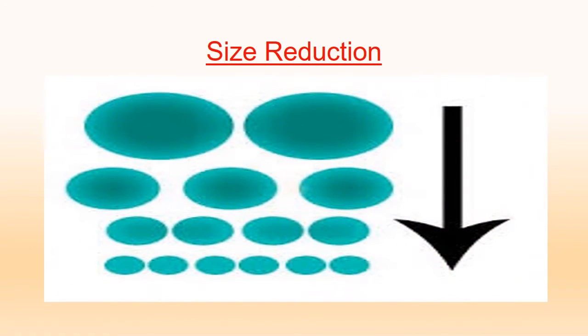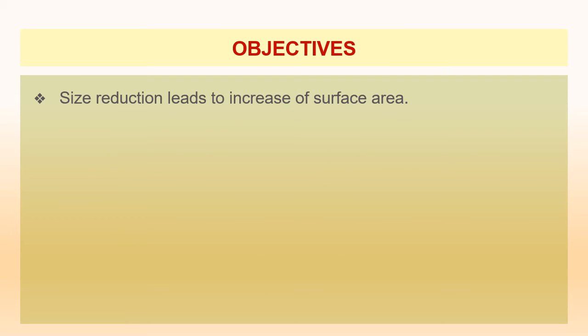So this is the diagram showing your size reduction process, how the larger particles are converted into the smaller particles by the process of size reduction. So the next point is the objective of size reduction. First objective, size reduction leads to the increase of the surface area.